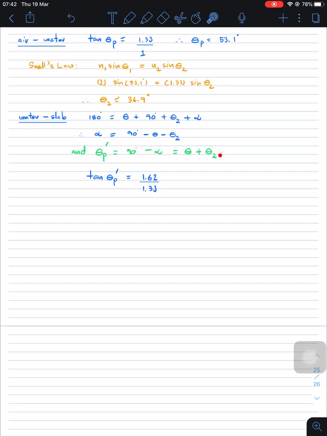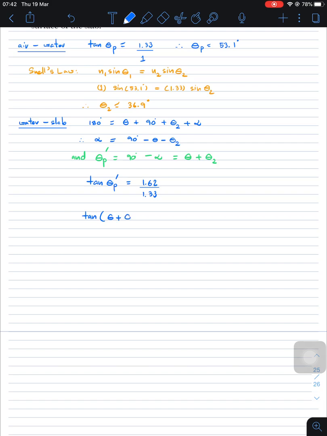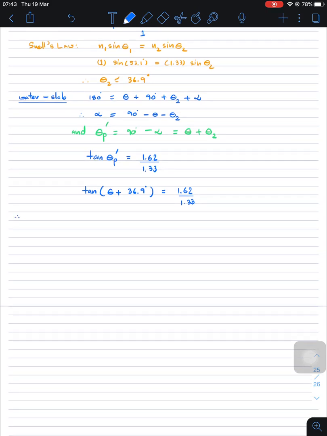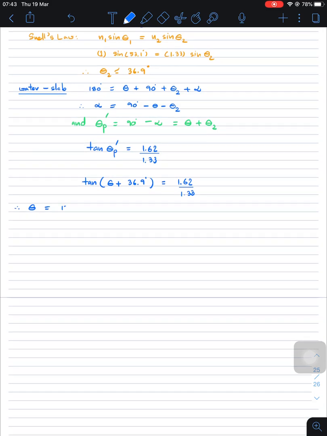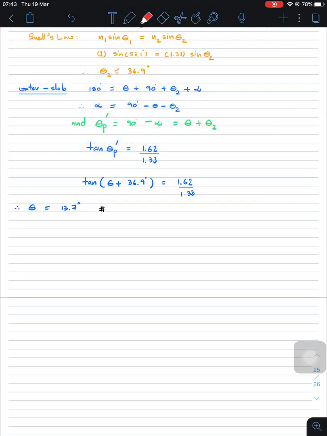Then we can just plug this into the equation. We have that tan of theta plus theta 2, right? Let me just plug in theta 2. Theta 2 is 36.9 degrees, equal to 1.62 over 1.33. So then finally we can just solve for theta. The theta is equal to 13.7 degrees, and this is the answer.